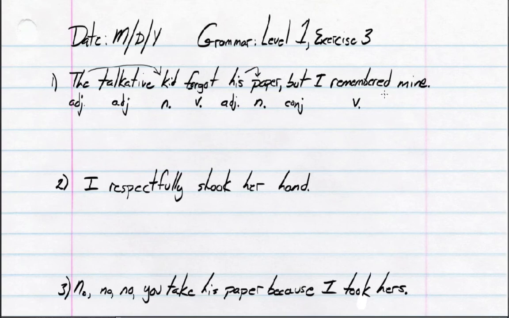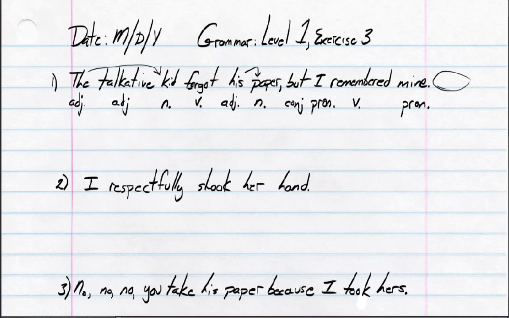Over here, I have remembered mine. Mine what? There is nothing out here. It's empty. So the mine becomes the thing that was remembered. So this is a pronoun. Okay? So I'm going to go through the next 2 a little bit more quickly, not talk it out as much. Oh, we still have a pronoun here. I'm sorry. I is a pronoun. First person singular.